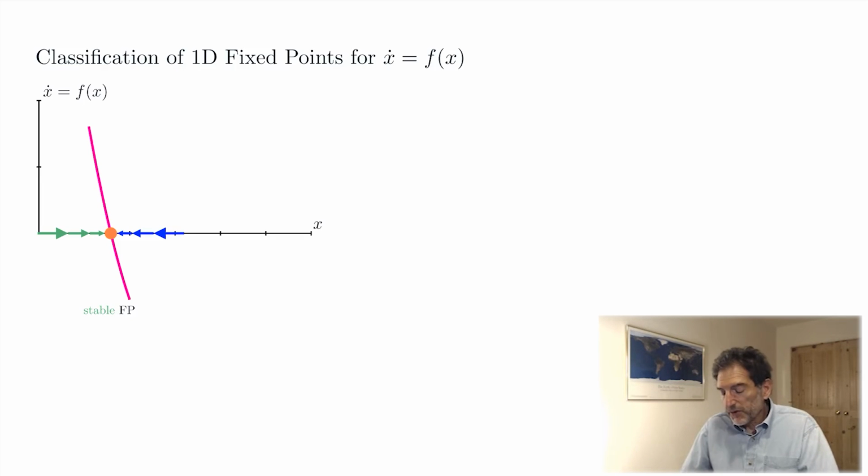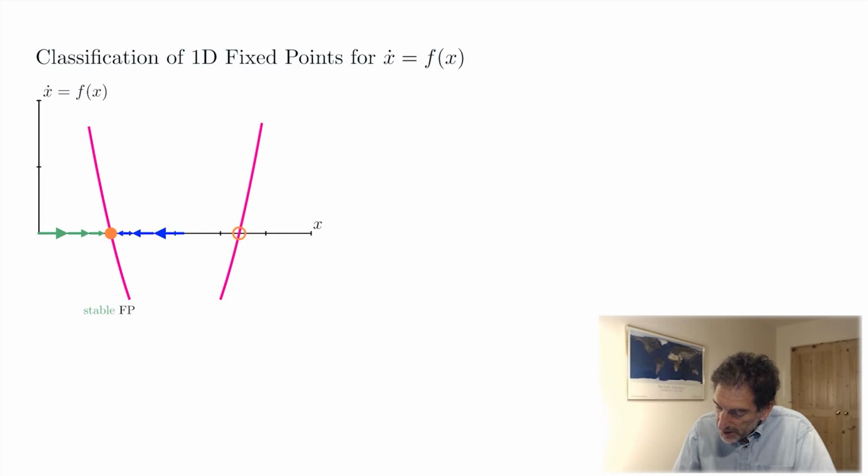Now the cousin or the brother of this type of stable fixed point is where f of x goes through 0 with a positive slope. So in this case, we see that if we're to the right of the fixed point, f is positive, x dot is positive, the flow is away. And similarly, if we're to the left of the fixed point, f is negative, x dot is negative, so the flow is going away. So this is an unstable fixed point.